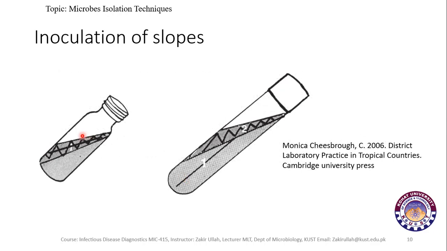This is the slope. First the line is drawn and then the zigzag pattern is made, and if there is a butt, for example Kligler iron agar or triple sugar iron, first it is stabbed into the base with the help of a straight wire, then a zigzag pattern is inoculated on the slant of the medium.